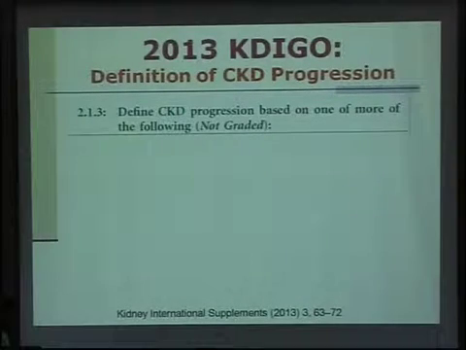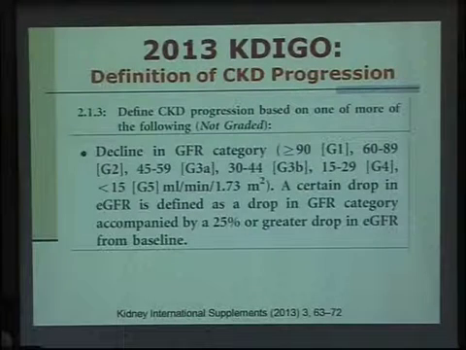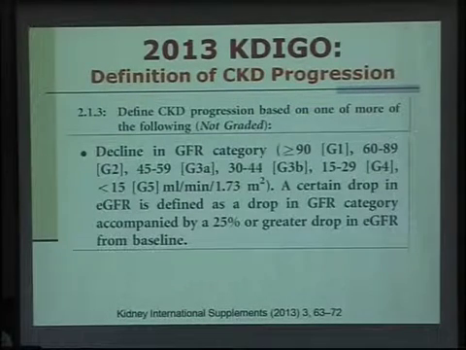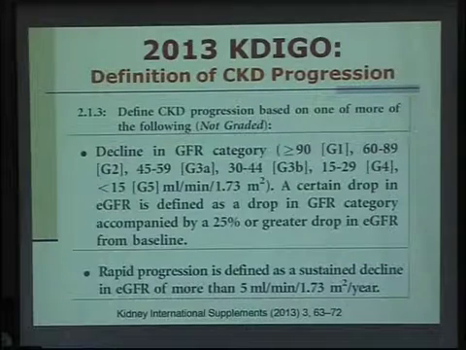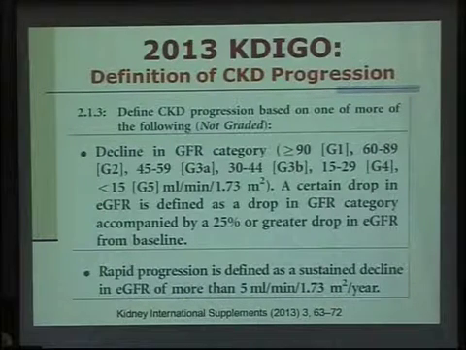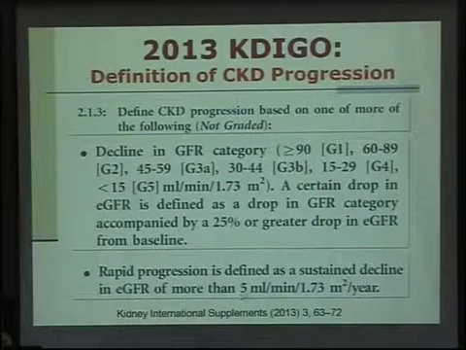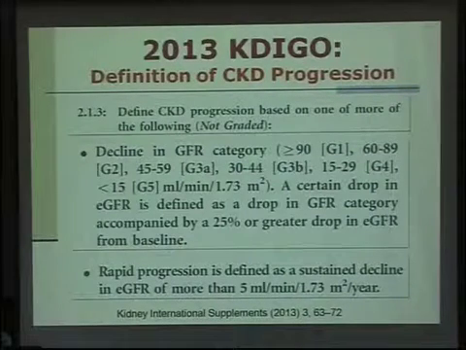So what about the definition of progression? The definition of progression is based on one of the following. Declining estimated GFR. If you have your patient today in stage 3, and after a period of time in stage 4, this is progression. So when should we say this is a rapid progression? According to the KDIGO guidelines, if you have a drop in estimated GFR exceeding 5 milliliter per minute per year in the average adult.